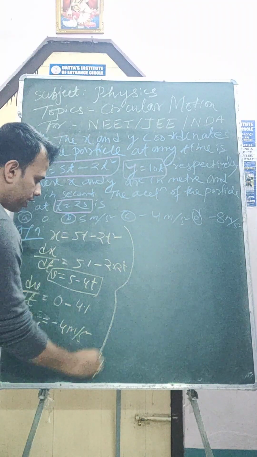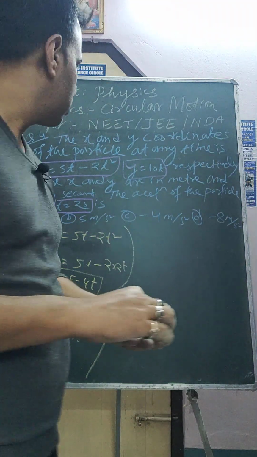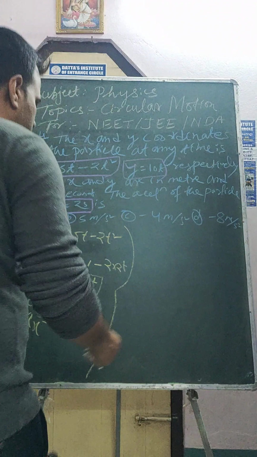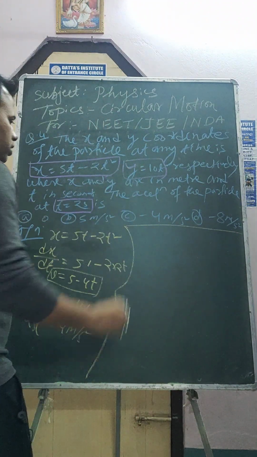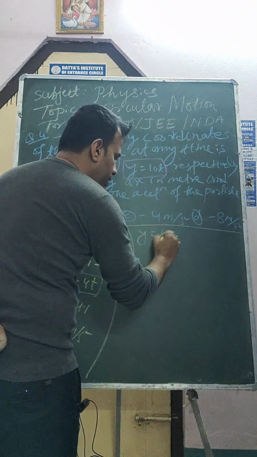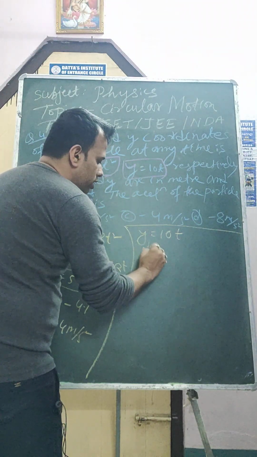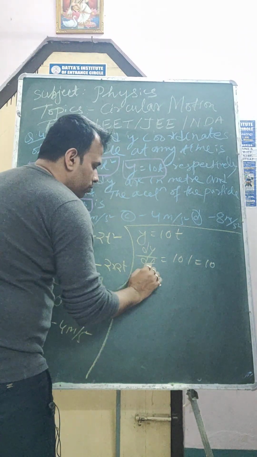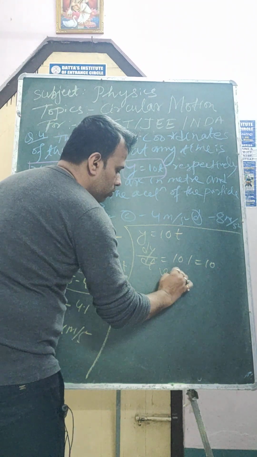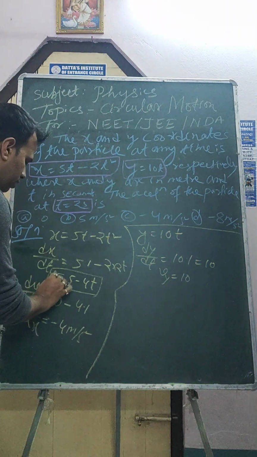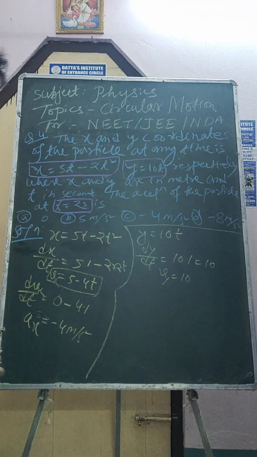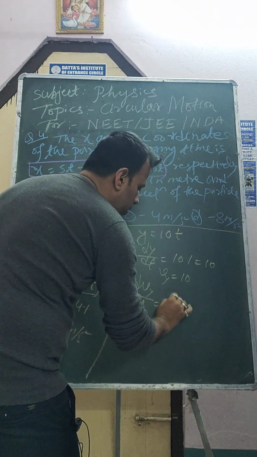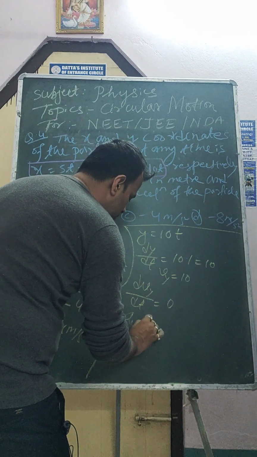So on the other hand, come here, y is equal to 10t. So dy by dt is 10 into 1, that is 10. So therefore vy will be 10, and this one is vx along the x-axis. Now d vy by dt is 0. That is, acceleration ay is equal to 0.